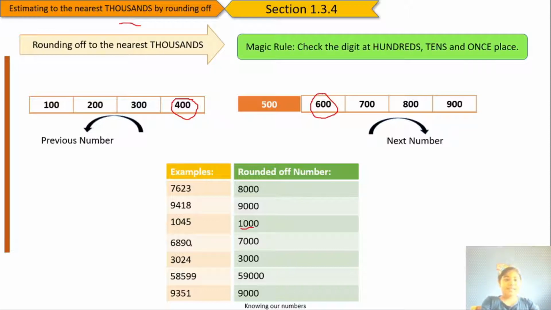Our next number is 6,890. Do you know this one? I'm sure you do, because if we see the last three digits, it says 890. And anything after 800 or 800 itself will be rounded off to the next number. Next we have 3,024, which will be rounded off to 3,000.